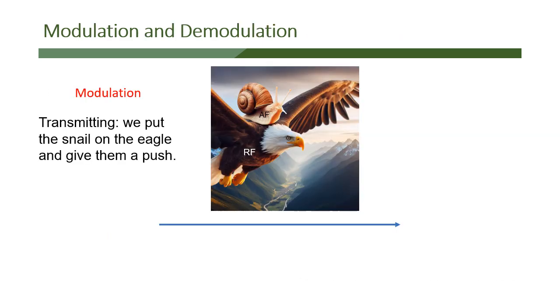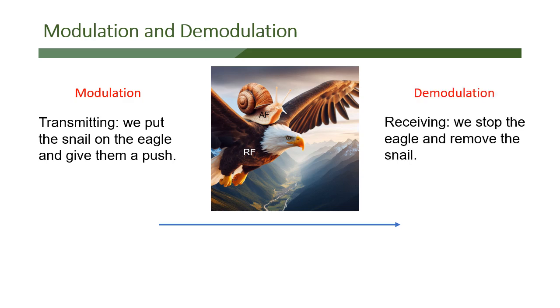So what is modulation and then demodulation? Modulation is transmitting. We put the snail on the eagle and we give them a push, and they go off to some distant location where they're received, and there at the receiving station we stop the eagle, we remove the snail, and now we have the audio frequency that we need to do something with that was transported where we couldn't have done that before. So modulation, we superimpose the AF onto the RF. Demodulation, remove the AF from the RF, and then we can utilize the AF to power an amplifier to go to a speaker, for example.